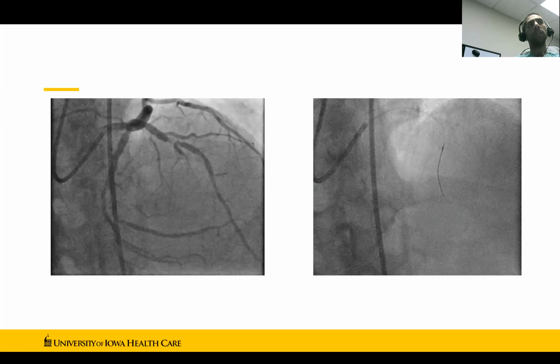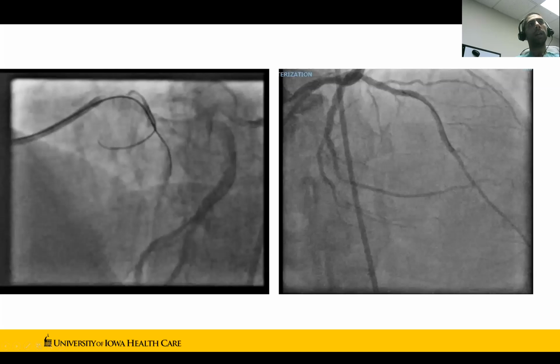So this is a lesion that my colleague was trying for over an hour, and his wire, as you would notice here, keeps on going into the septal. This lesion is so tough that the wire would keep directing into a septal. So he eventually referred the case to me.